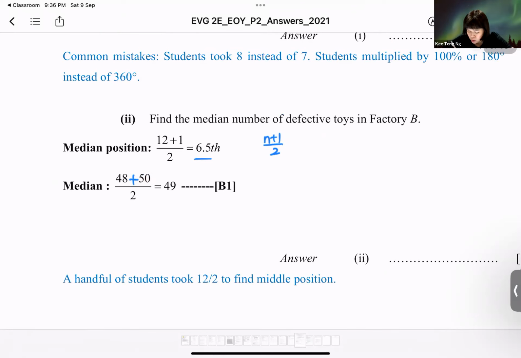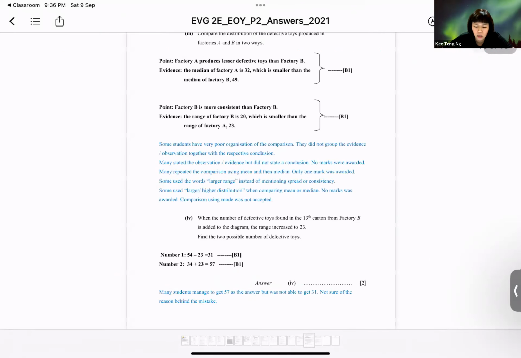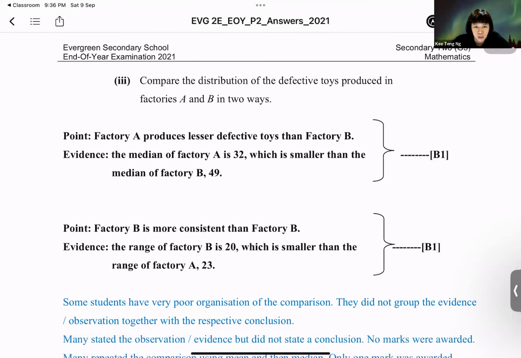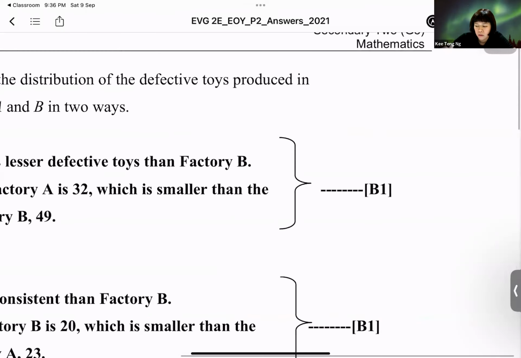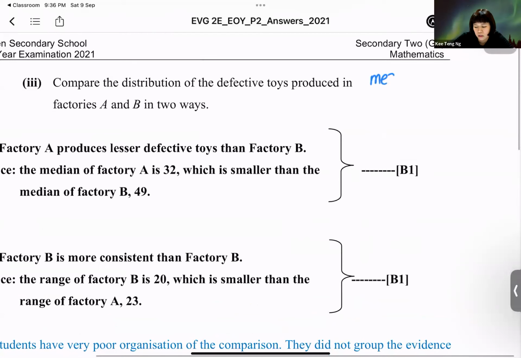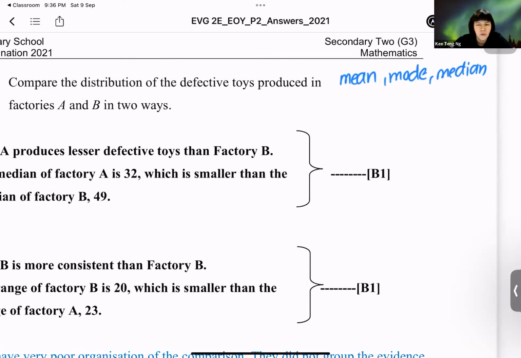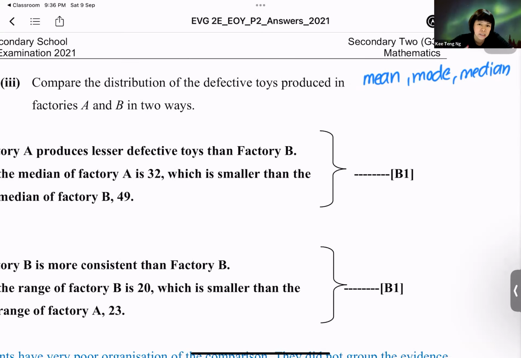Okay, next question. Now, compare the distribution in two ways. There are many ways to compare the distribution. Number one, I can compare the mean, mode, or median. These numbers tell me the performance in general. In this case, it's talking about the number of defective toys, which one has more defective toys, and which one will be easier to calculate.